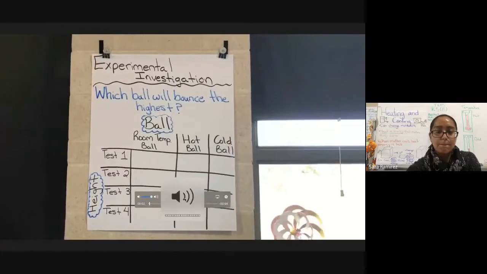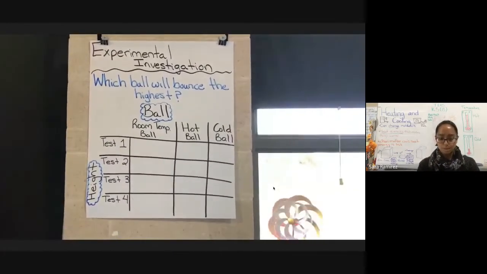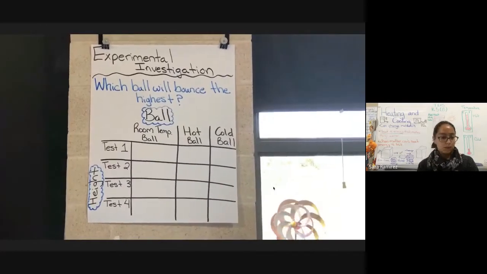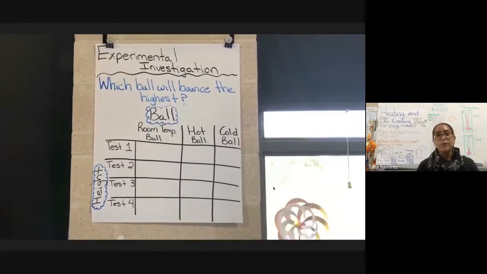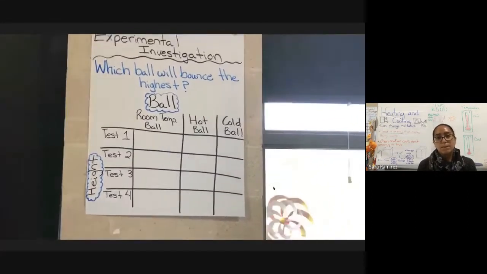Today we're going to be doing an experimental investigation to see which ball will bounce the highest. We're going to compare a ball that was set at room temperature, a ball that's been placed in hot water, and a ball that's been placed in the freezer. So let's look at some of our science equipment that we will be using.